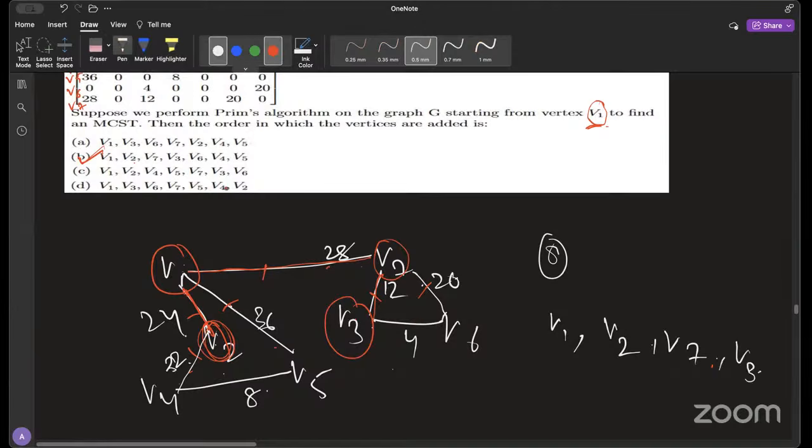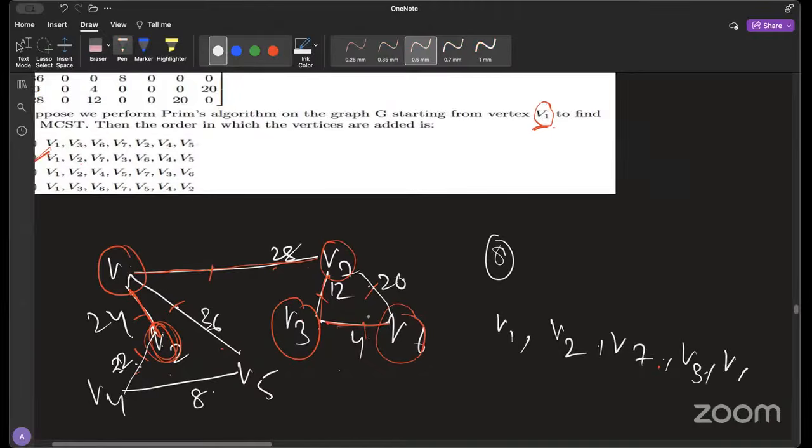Then from V3, this gets unlocked. So out of the unlocked ones that have not been covered so far, it's this one, and this one. You have to choose the minimum. So the minimum is this 4, right? So this goes next. V6 goes next.